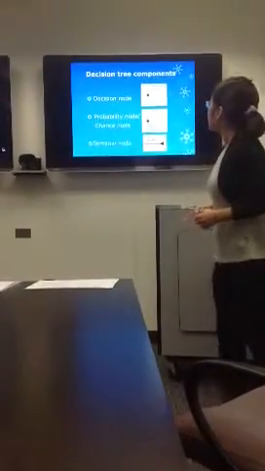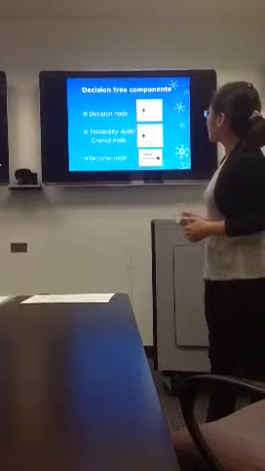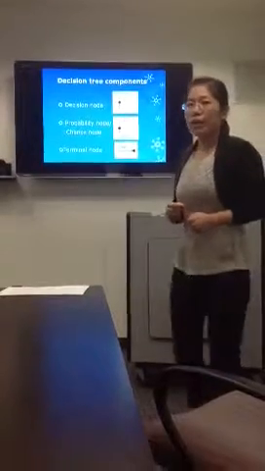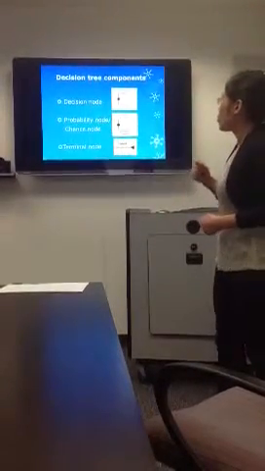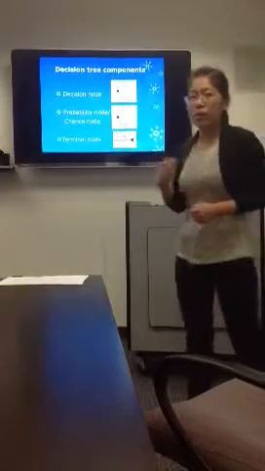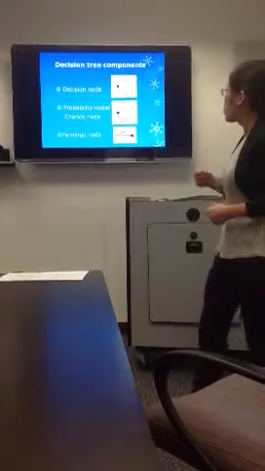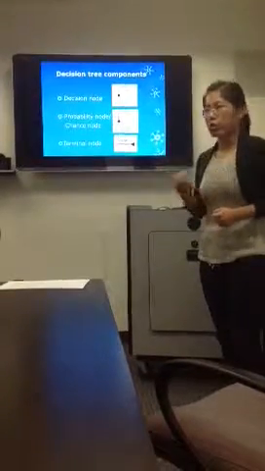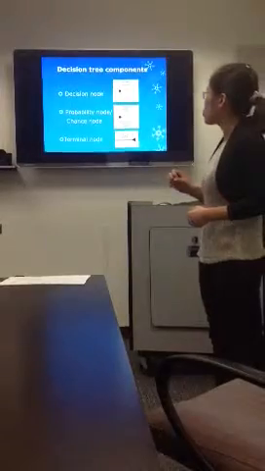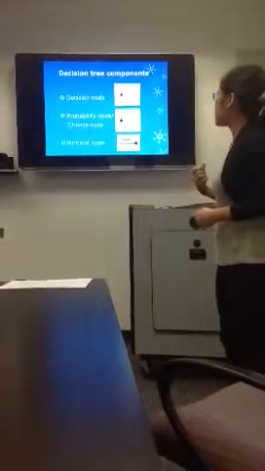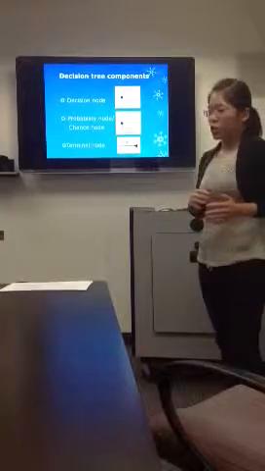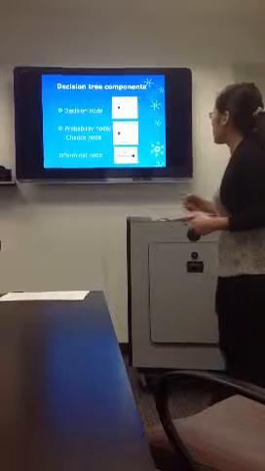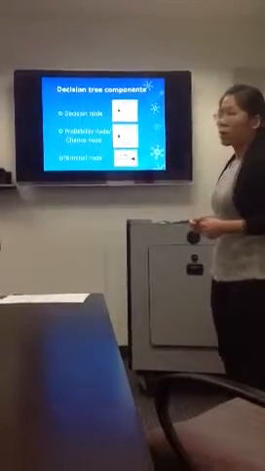There are three basic components when we grow a decision tree. The first is the decision node. Anytime you need to make a decision, you should use this square, the decision node, to represent the decision you will make. If you have several different possible outcomes, you should use the circle to represent the probability node. And if you reach the final result of the strategies, you can use the triangle to represent the terminal node.